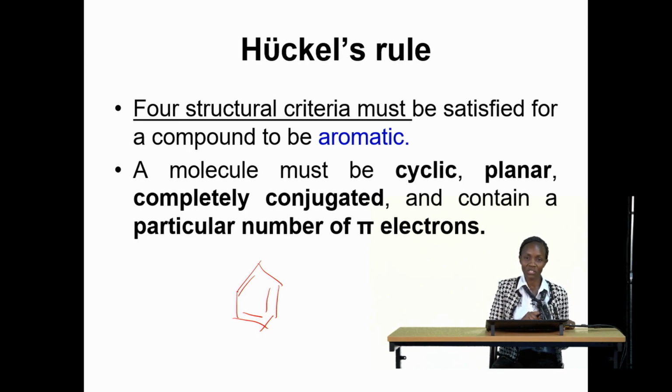And there are 4 structural criteria that must be satisfied for a compound to be aromatic. A molecule must be cyclic, it must be planar, it must be completely conjugated, and contain a particular number of pi electrons. So I want you to remember that structure of benzene as we look at the compounds that are said to be aromatic using this Hückel's rule.